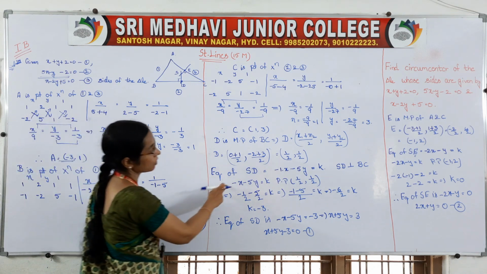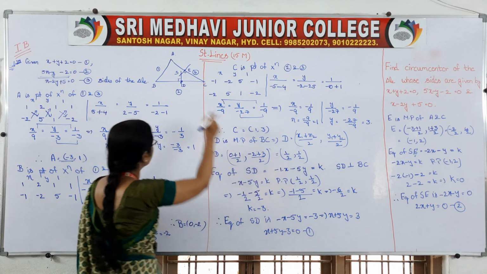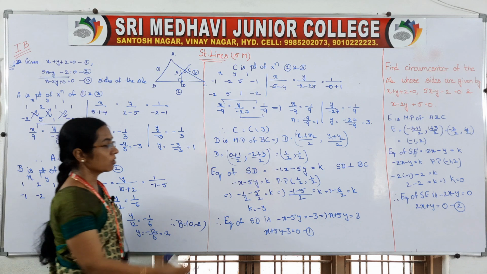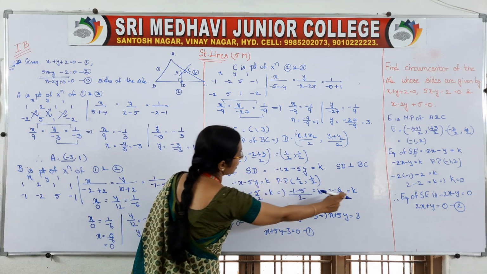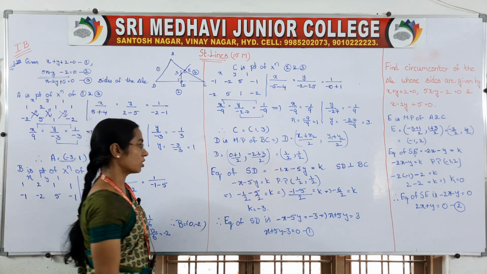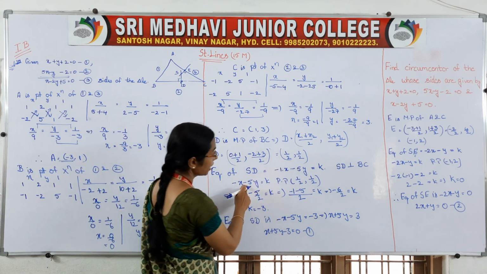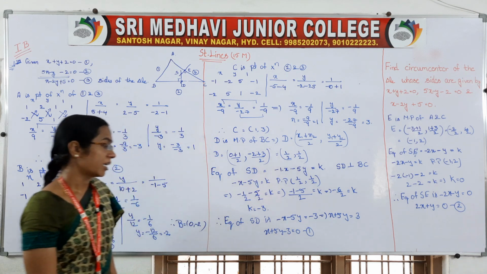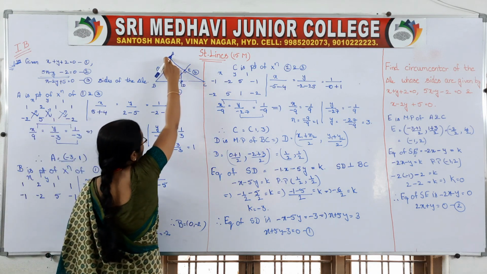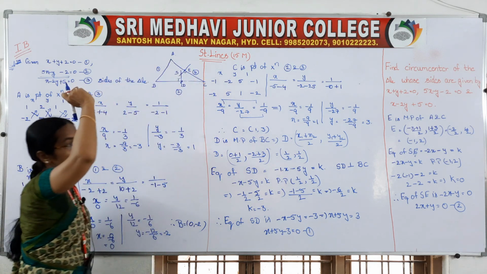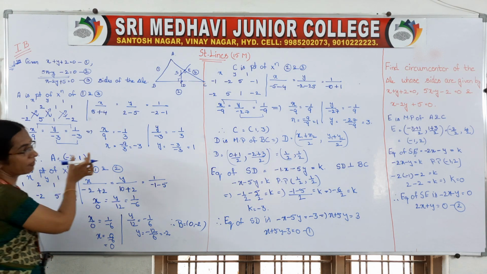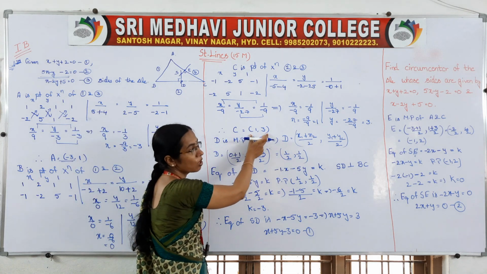This line passes through D, now we have got our D point, so you substitute that D point in it. You get your k value, k is equal to minus 3. If you substitute that k value here or here, both are the same, you will get your equation of SD. Similarly, E is the midpoint of AC. You take A point as x1, y1 and C point as x2, y2.